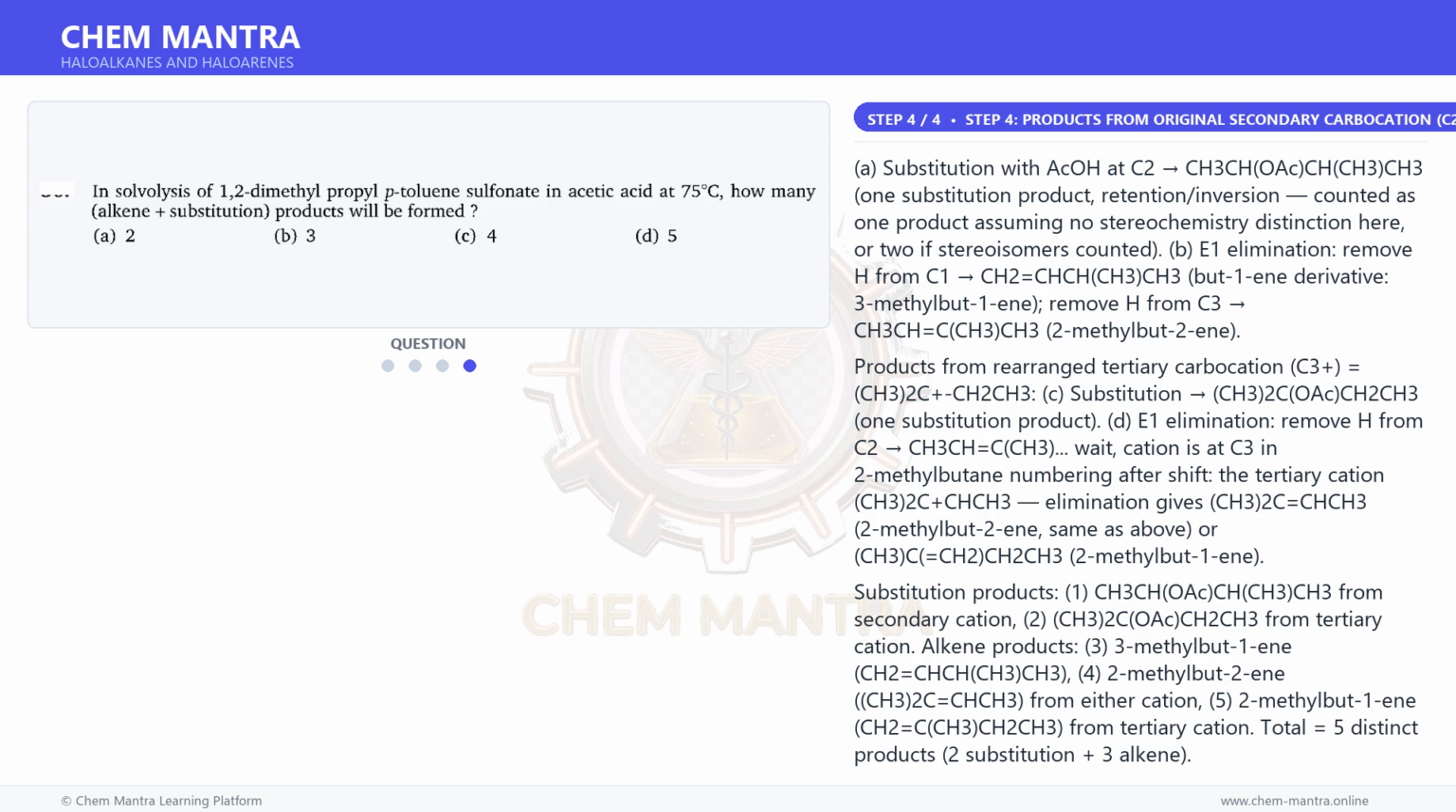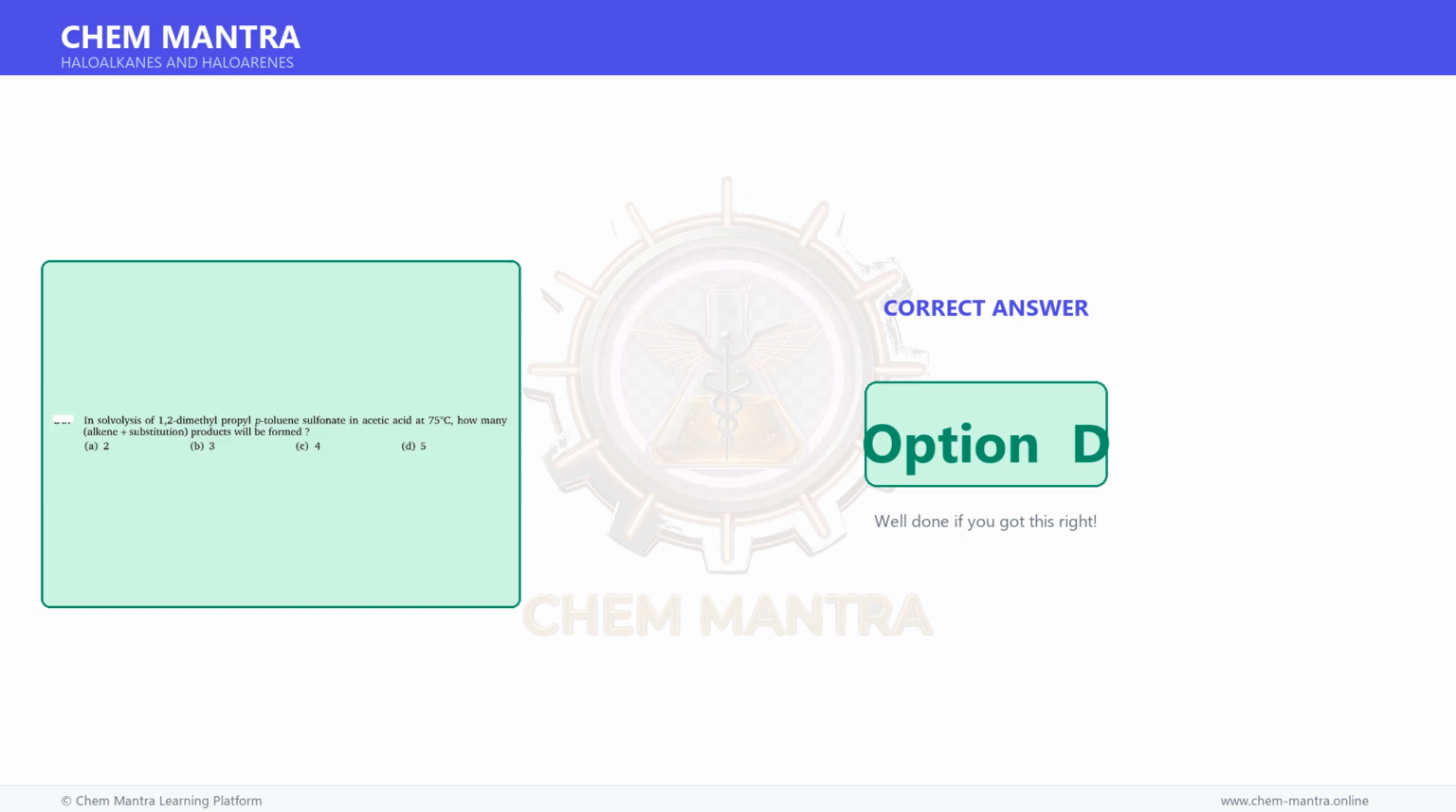Options A, 2, B, 3, and C, 4 undercount because they miss either the rearrangement pathway products or one of the elimination products. The full accounting of both cations and all possible elimination and substitution pathways gives 5 products. Therefore, the correct answer is option D.